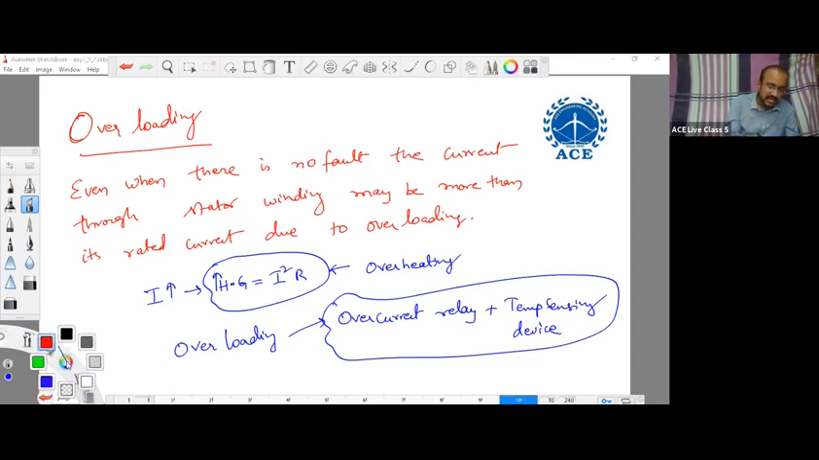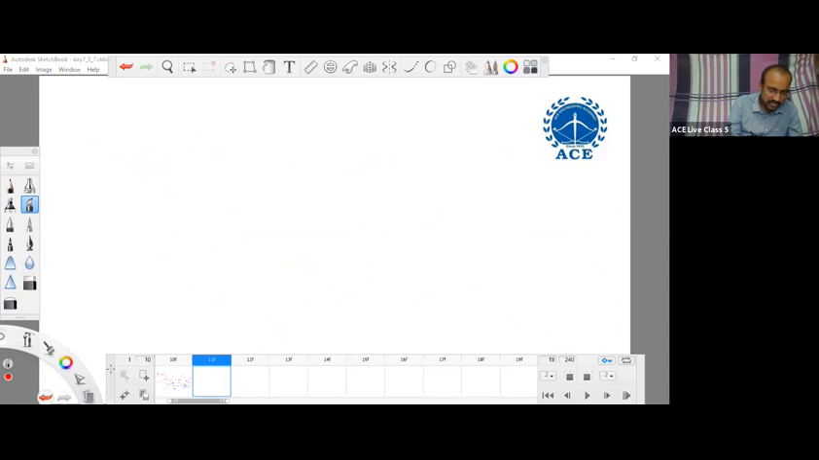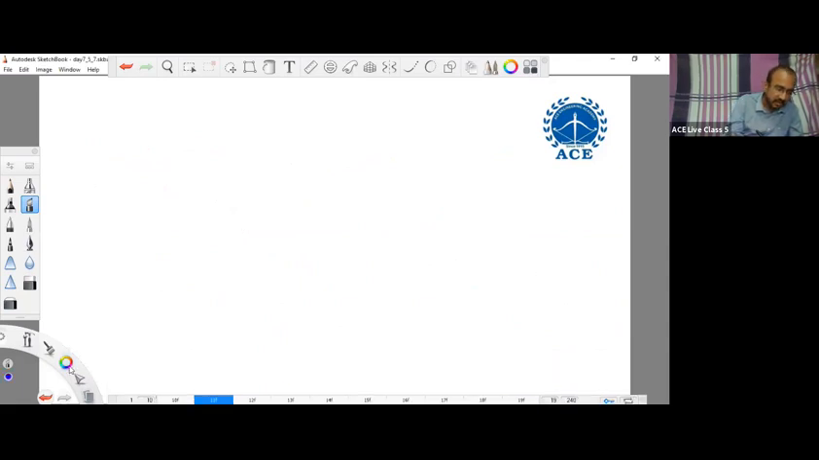What are the temperature sensing devices? Here you may use a thermocouple or a bimetallic strip. This is about overloading. We have discussed unbalanced loading, and the next one is overloading. Now, let us go for the third one, that is overspeed.